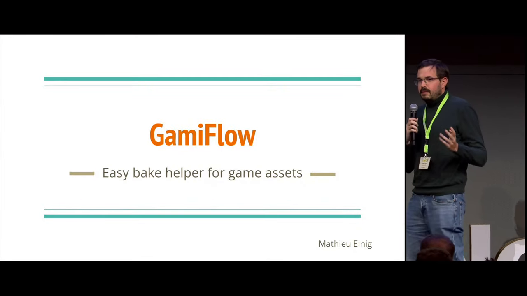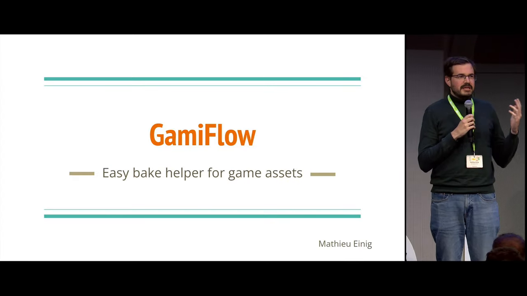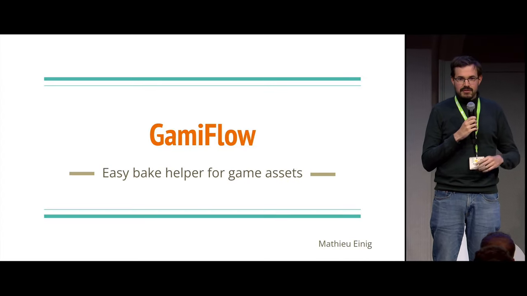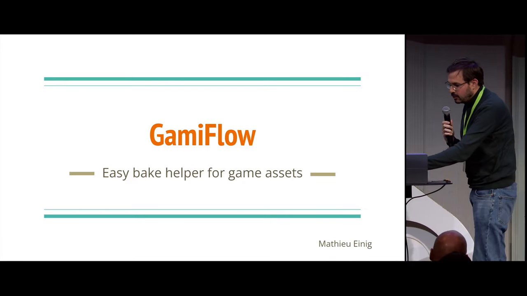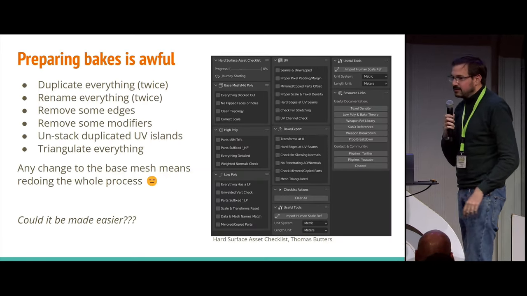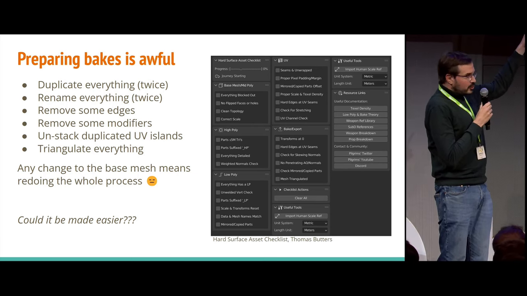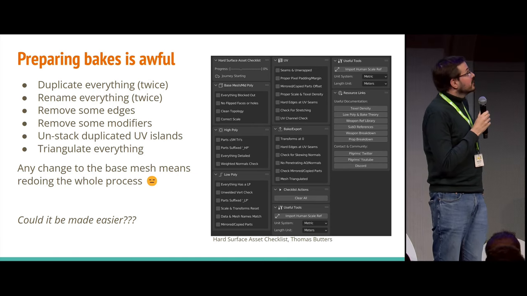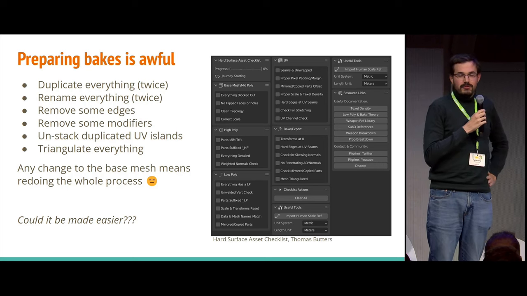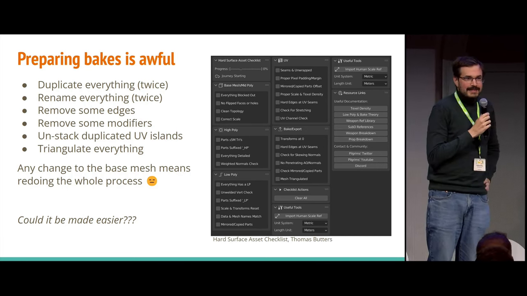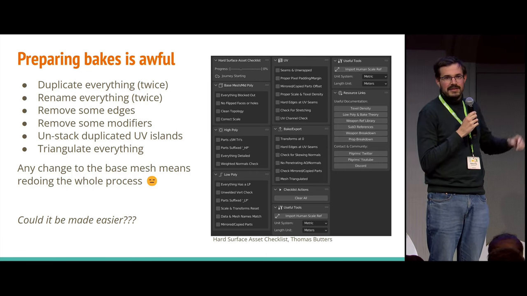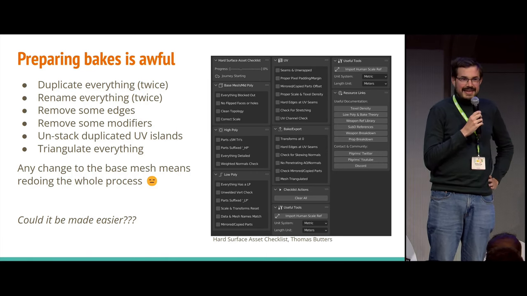So you've probably had to make assets before, that you have to make low poly, high poly, bake everything, then make a special export mesh and keep track of all that stuff. And this is quite difficult to handle. And you can see there, someone made a nice little plugin a while ago that is a massive tick box of all the things you have to do. And I don't like it. It's a nice to have plugin, but the workflow is just insane.